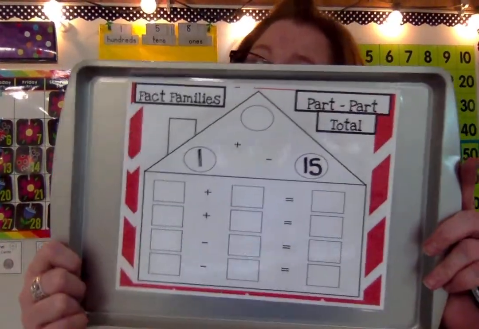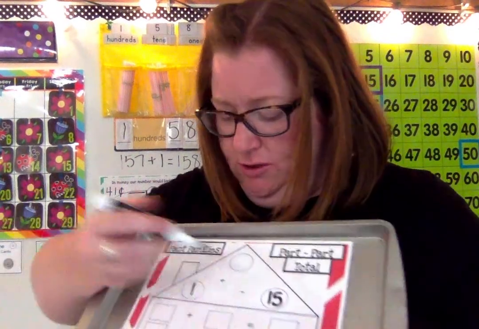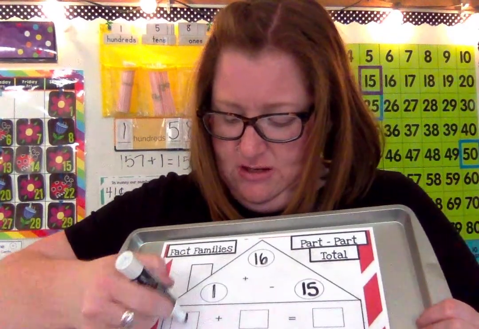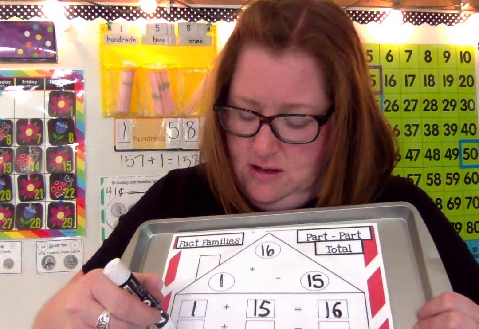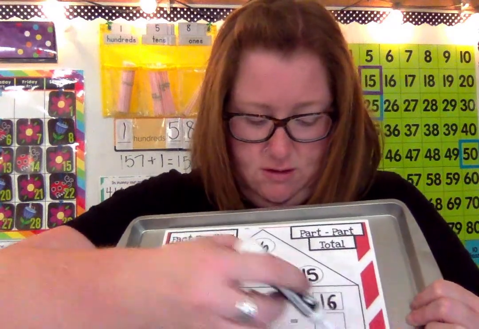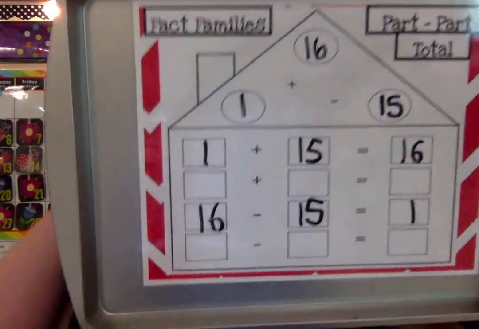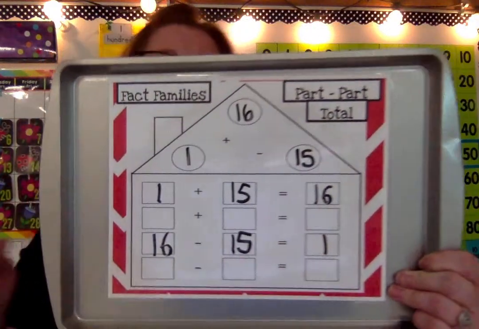Okay, our last job today is our fact family. If we have the parts 1 and 15, our total would be 16. Very good. My lid is stuck. There we go. 16 is our total. Okay, I'm going to start you out with 2 of our facts. 1 plus 15 equals 16. Start with the total, take away a part. We are left with the difference of the other part. So 1 plus 15 equals 16, and 16 take away 15 equals 1.